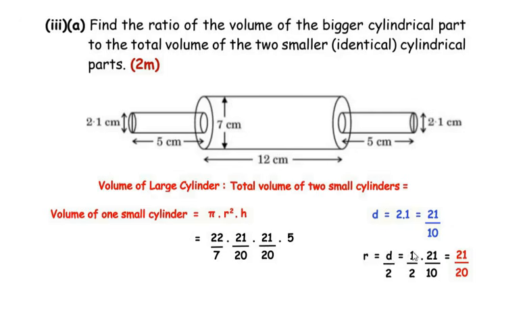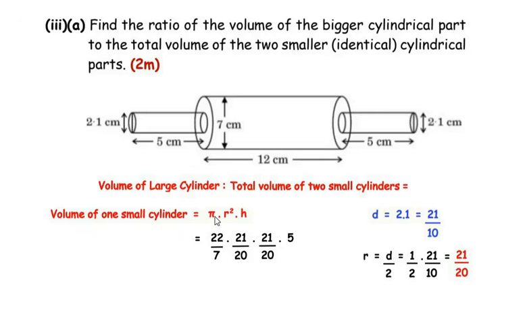So here I have written 1 over 2 times the diameter, which we have got here as 21 over 10. So 1 multiplies with 21 giving us 21, over 2 multiplies with 10 giving us 20. So we get the radius in the fraction form as 21 over 20. Now if you are comfortable with the decimal calculations, you can keep it as 2.1 over 2 and 2.1 over 2.